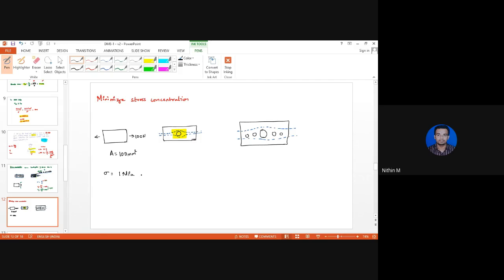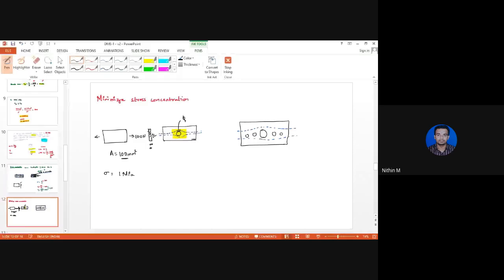It is 1 MPa. Now, if you look at this plate from the side, this plate is rectangular in nature. So this breadth into this length is the cross-sectional area. This cross-sectional area is 100 mm square.